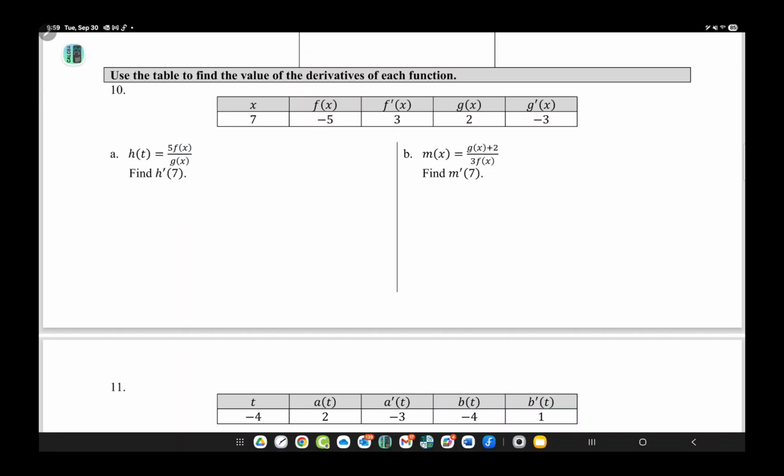Depending on your function, you have to remember whether your function is getting bigger or getting smaller. You're going to have to really think this one through.